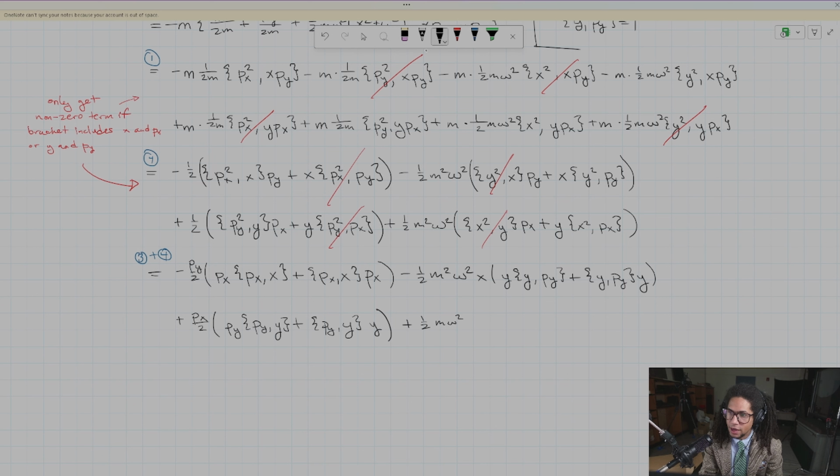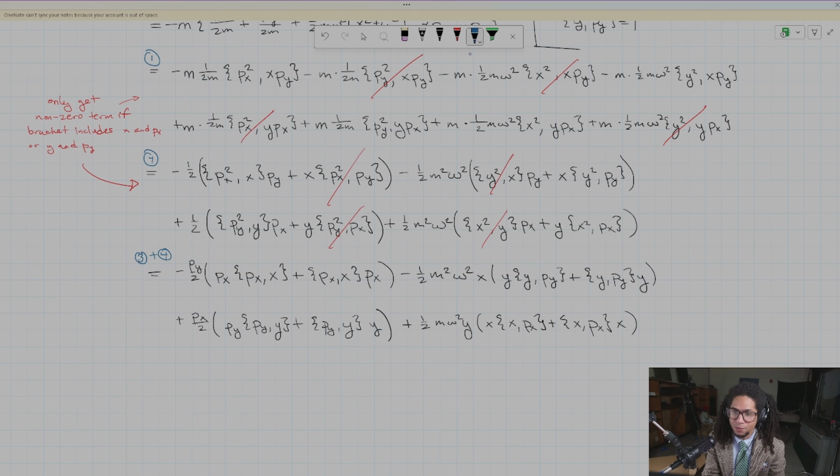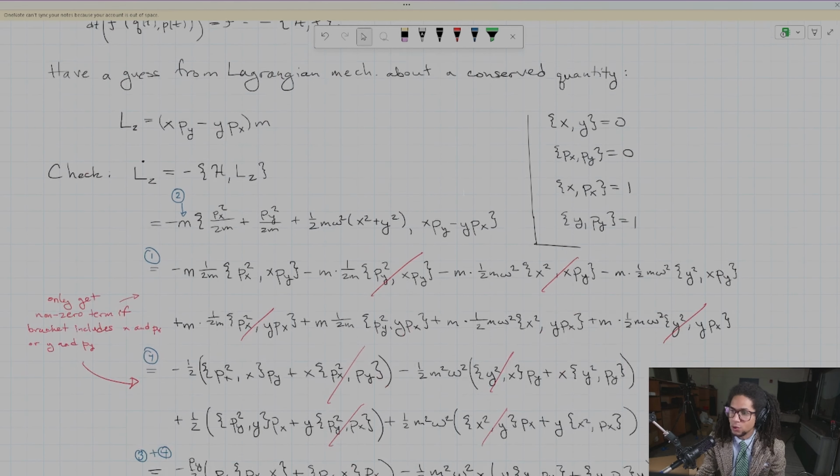In this case, I get y times x, x bracket px plus x bracket px times x. And actually notice that in all of these cases, the 2 terms in the parentheses are exactly the same. So I just get them doubled. But also in all of these cases, I can reduce them using the rules right here.